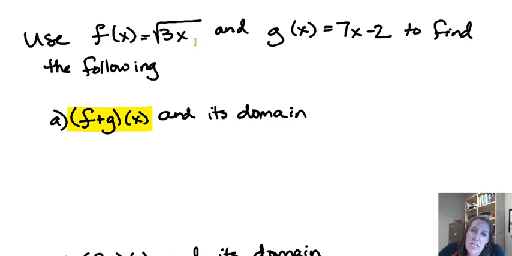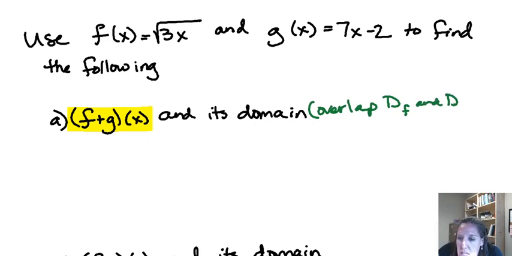The domain of these functions is going to start with a base domain, which is going to be the overlap of, and I'm going to use a little bit of notation here. I'm going to do a capital D with a lowercase f to mean the domain of f, and a capital D with a lowercase g to mean the domain of g.